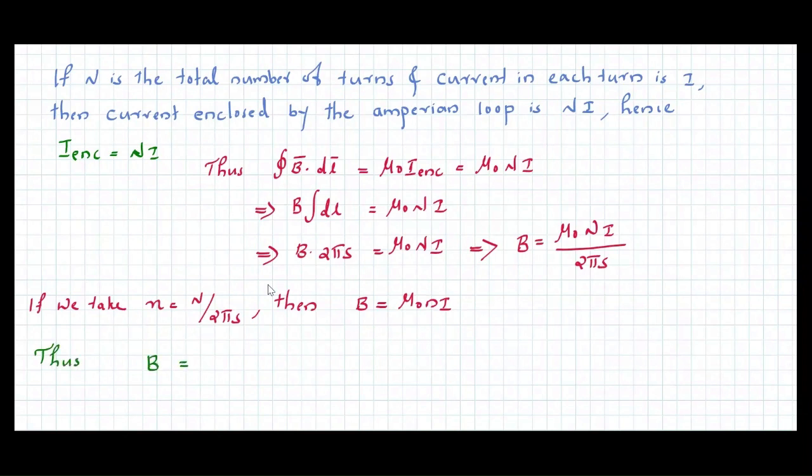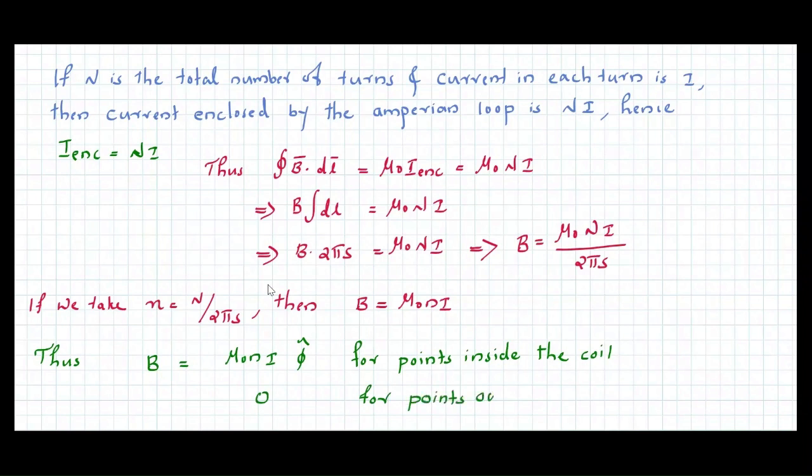Suppose small n equals capital N by 2 pi s, then we can say B is equal to mu 0 n I. Now by including the direction, we can say B equals mu 0 n I phi cap for all points inside the coil, and B is equal to 0 for all points outside the coil.